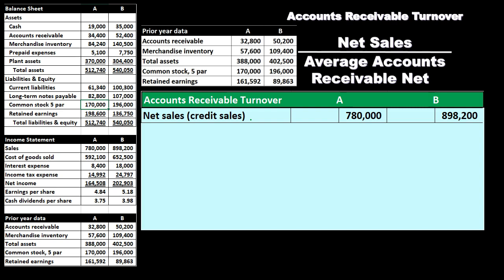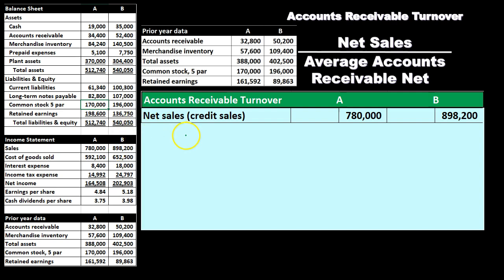But in any case, we're going to take the net sales. That's the 780 and the 898,200. That's on the income statement. Remember, this is the timing statement. This is how we did. This is the sales that accumulated upwards, kind of like a stopwatch, up through the time period of this current year for these two companies.